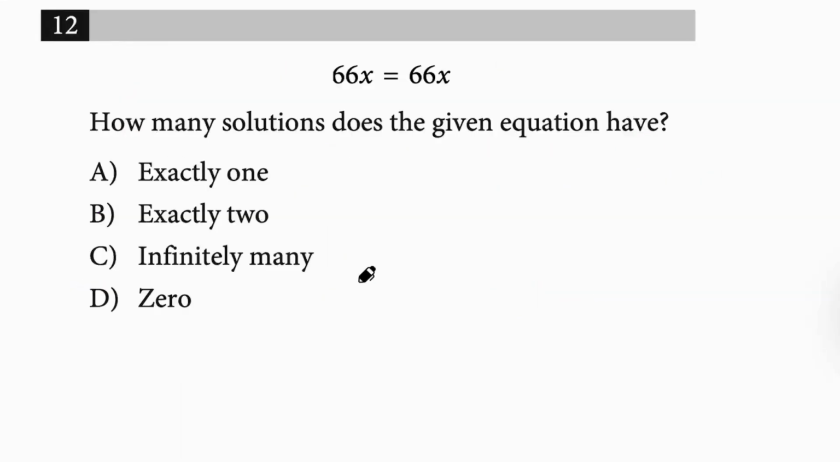Question number 10. 12 minus 10 plus 2 times 66x is equal to 66x. How many solutions does the given equation have? Okay, if we solve it, just imagine both sides of our equation are equal, right? So whatever value of x you plug in here, the right hand side will be the same. For example, if I plug in 2, that will be 66 times 2, and so is the right hand side. If you plug in 10, 20, 30, whatever it is, every time this equality will be true. So that means there are infinite solutions to this equation.